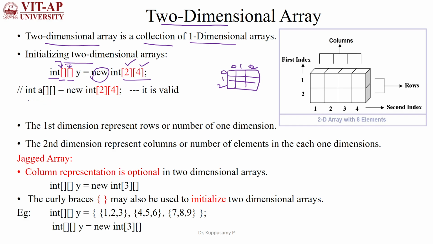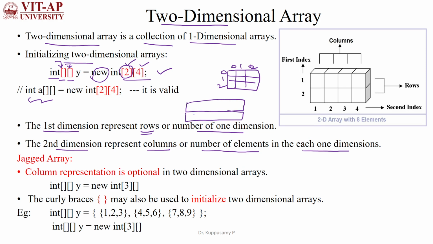And here we can declare in this manner also, int a square brackets, and this one is a valid one. The first dimension is representing the number of rows or number of one dimensional arrays, and the second dimension is representing number of columns or number of elements in each one dimensional array. That means here we are creating two rows. So two rows in the sense two one dimensional arrays like this.